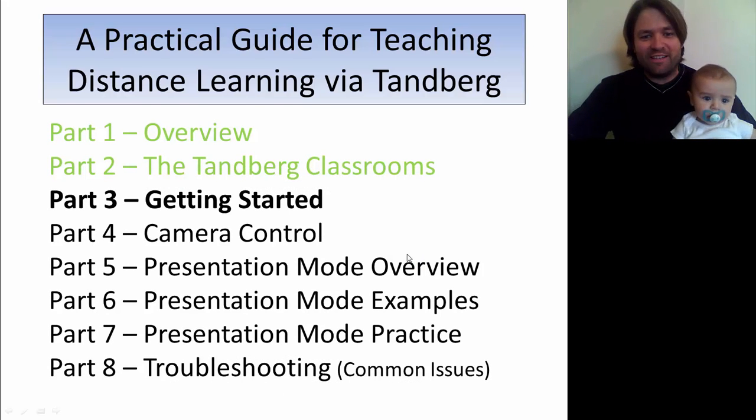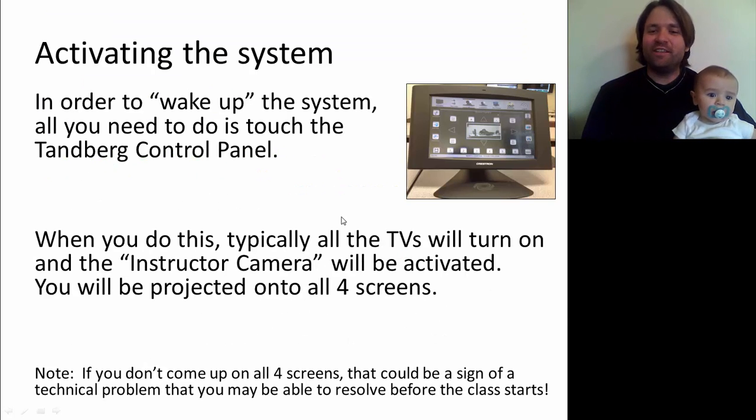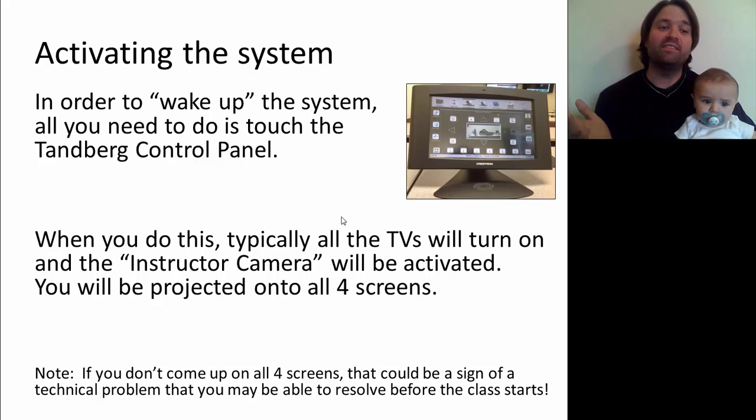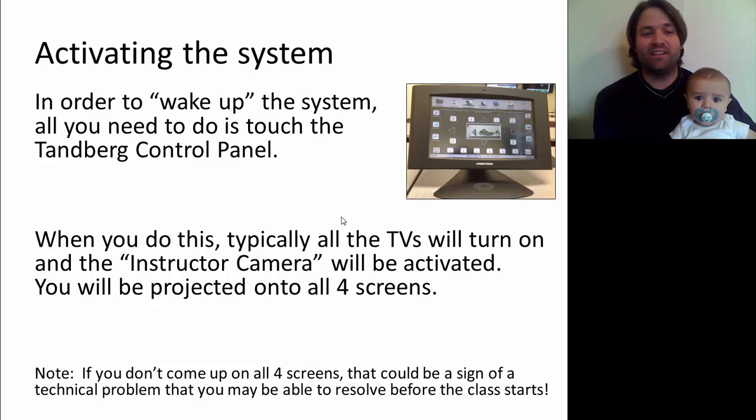Anyway, this is part 3 of 8. The first thing you need to know is how to activate the system, and it couldn't be any easier. In order to wake up the system, all you need to do is touch the Tandberg control panel, and it'll prompt you to do this when the system is off.